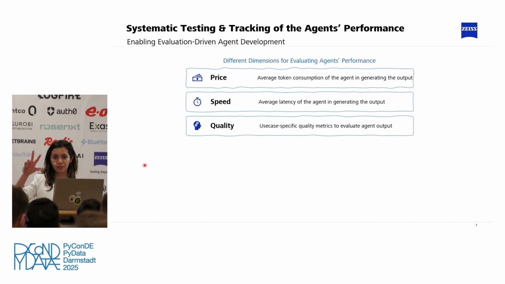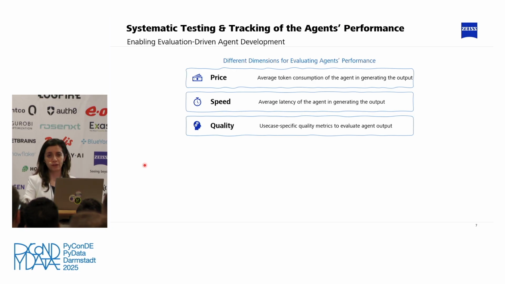Now, let's stay with these three basic dimensions: price, speed, and quality. For price and speed, we have different proxy metrics that ease the evaluation. For price, we can take a look at, for example, the average token consumption of the agent. For speed, we can take a look at the end-to-end latency of the agent. But when it comes to quality, this is where our trouble starts. Because basically, we would need to see what the requirement of our use case is.